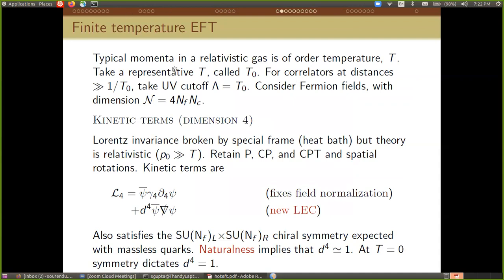I'm going to say this once more. The typical momenta in a relativistic gas are of order temperature, and we have taken a representative temperature called T0. We want correlators at distances much greater than 1/T0. So we can take a UV cutoff, lambda, which is about T0. Then we consider the fermion fields, because fermion fields are the ones which carry the chiral symmetry, and we don't have to take any other fields here.